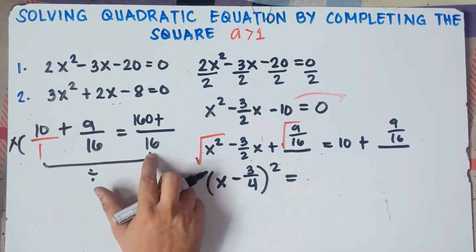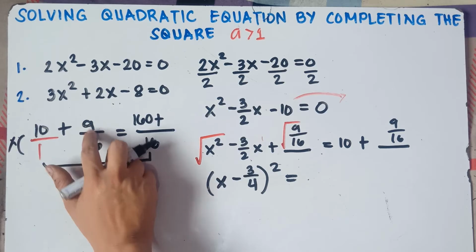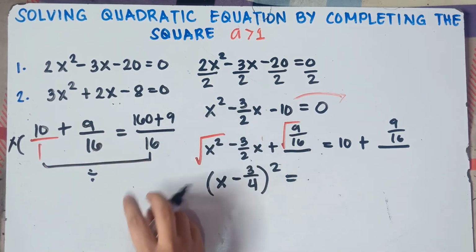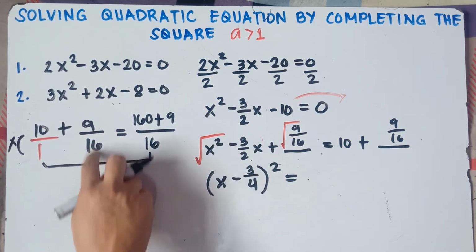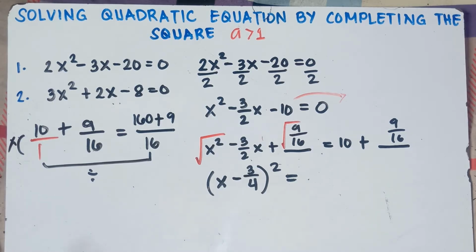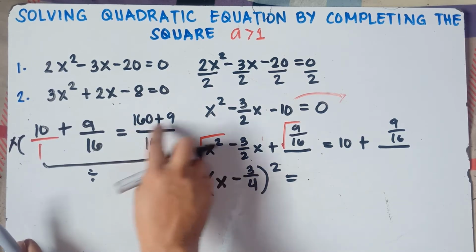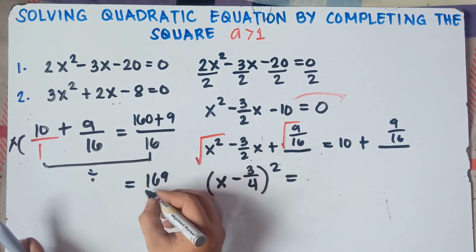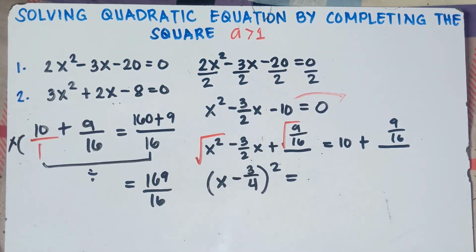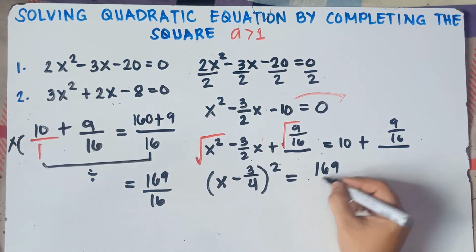Plus 16 divided by 16, that's 1, times 9, that would be 9. So this will be 160 plus 9, that's 169 over 16.